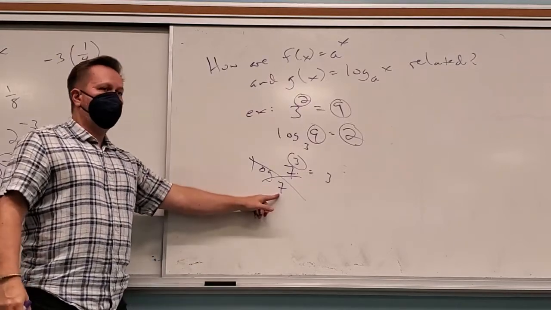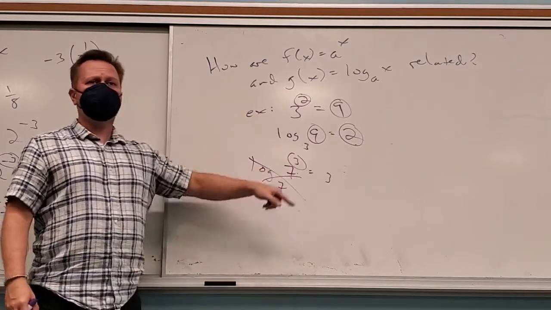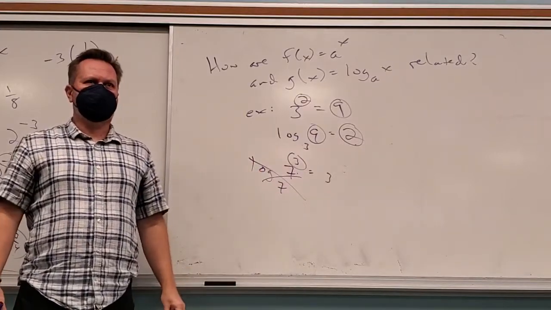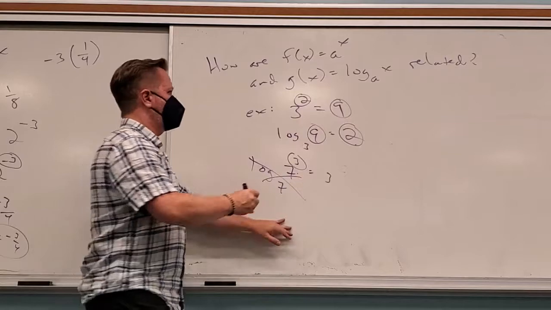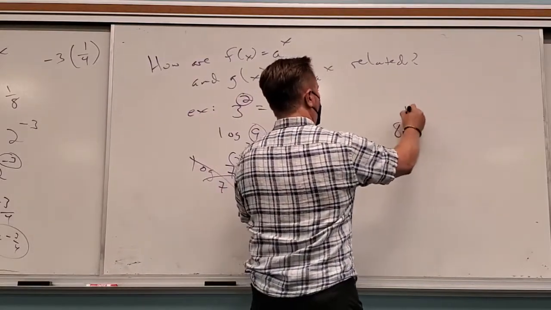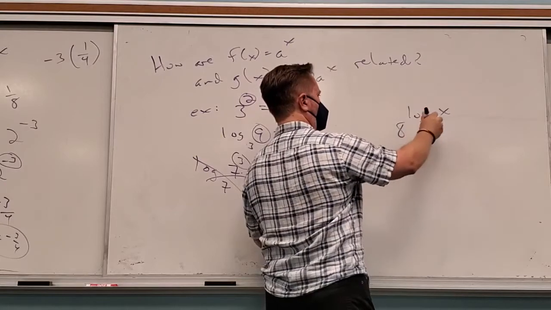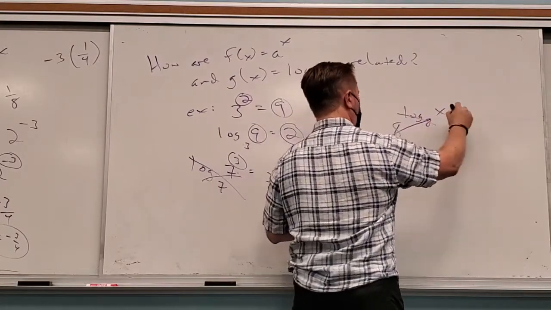Or 7 to what power is 7 to the 3rd? 3, right? So they will kill each other. What about 8 to the log base 8 of x? These kill each other, so the answer is x.